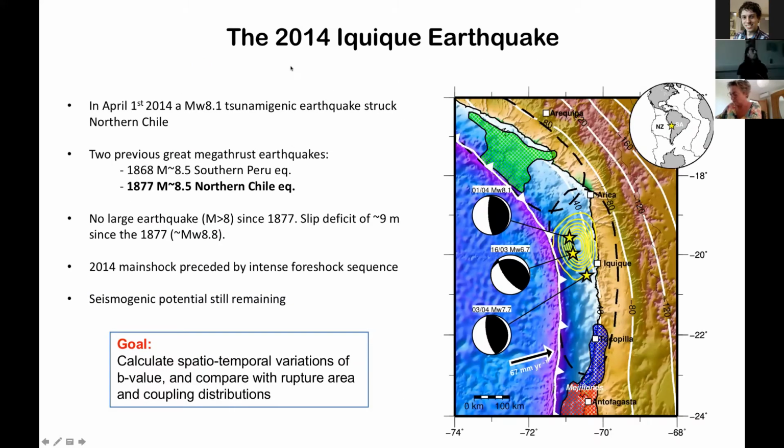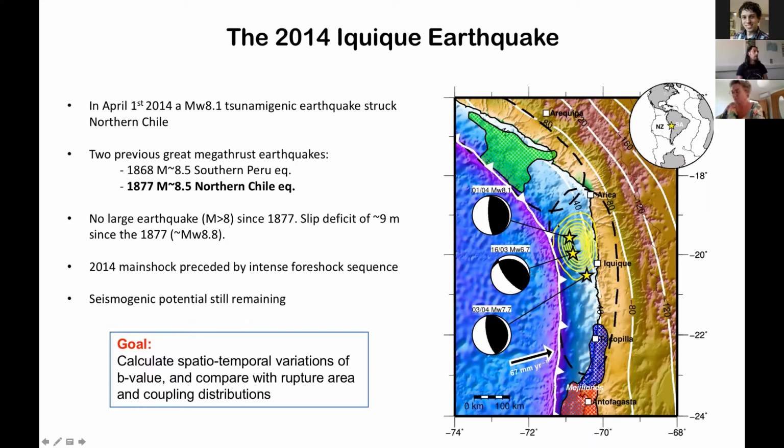So let's go to the case that I want to present today. This case is for an earthquake in the north of Chile, in the limit with Peru here, for a seismic sequence in 2014, the Iquique earthquake seismic sequence. So on the 1st of April of 2014, a magnitude 8.1 tsunami-genic earthquake struck this area in northern Chile.